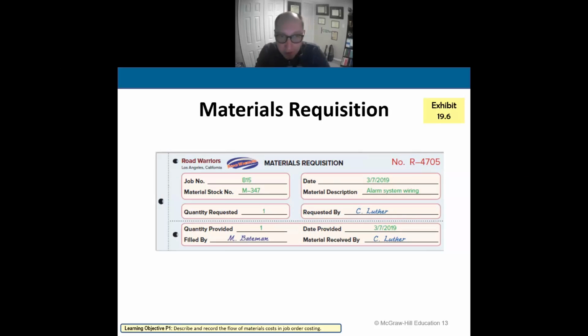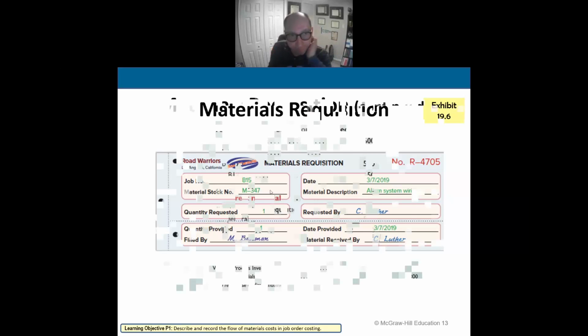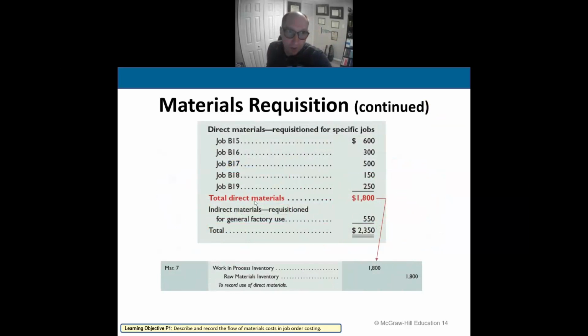Here's an example of the requisition itself. The materials requisition has the job order number, what I need, who's requested it, etc. It's basically like a tracking ticket. It's how I track the inventory as it moves out of raw materials and into work in process. And so I add all of my requisitions that I'm using for that particular job to the direct materials. And that's how I find my total direct materials that I've used for that job.